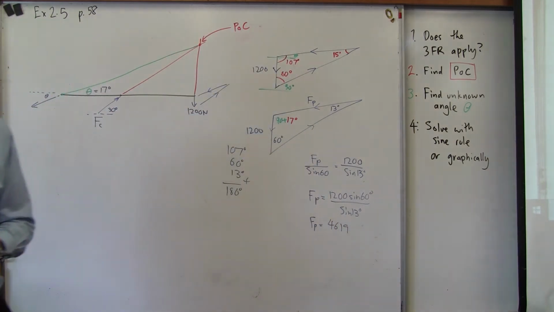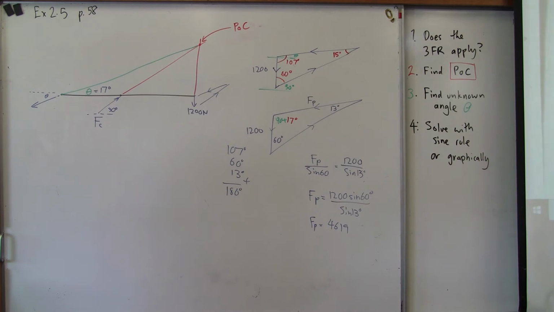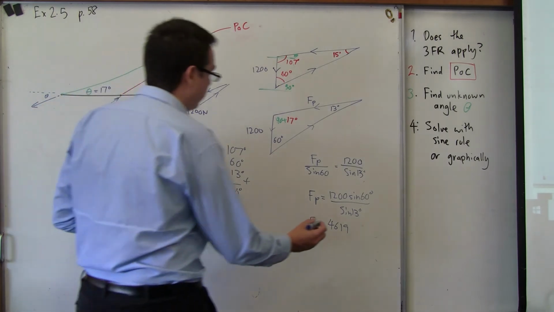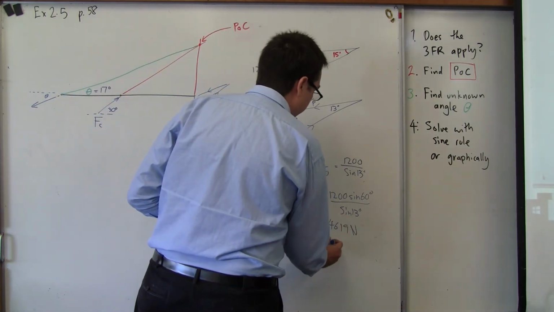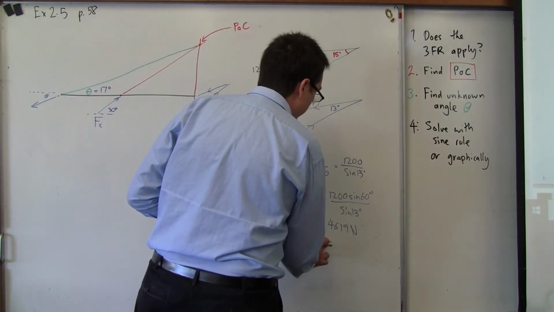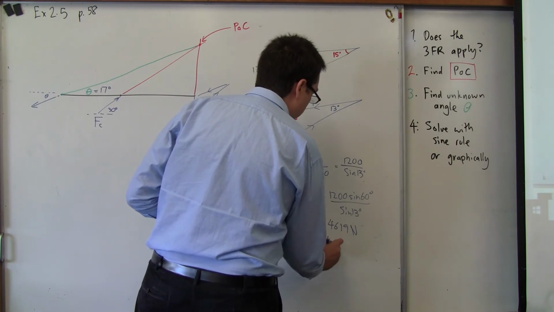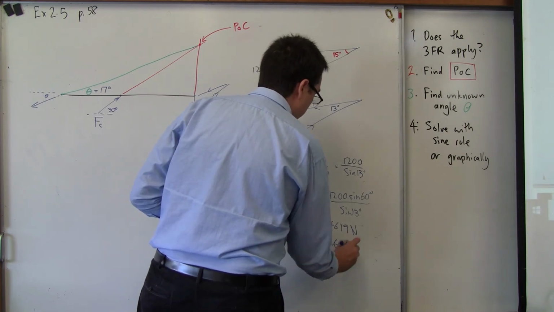Let's see what the book says. Yeah, FP 4619, and that's in newtons, so we can give the answer as kilonewtons, as 4.6 kilonewtons is what the book finishes on. Okay.